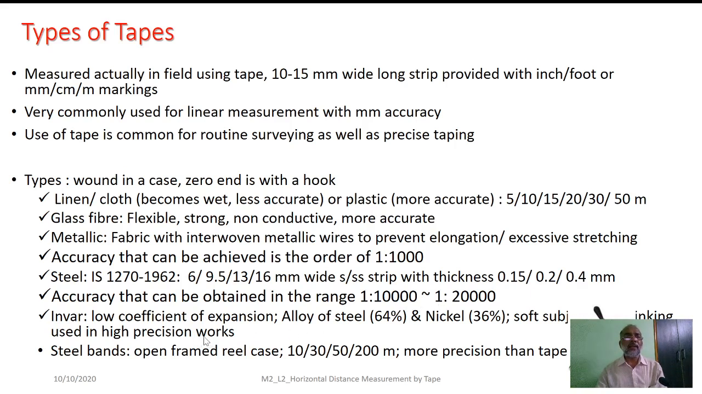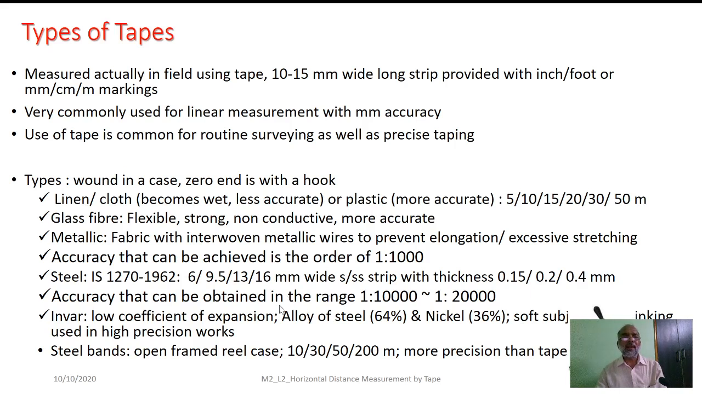In addition, there is one more type of tape which is called the Invar tape. It has a very low coefficient of expansion. Invar is nothing but an alloy of steel and nickel. Steel percentage is 64%, whereas nickel is 36%. But here the material is very soft, and it is subjected to kinking.